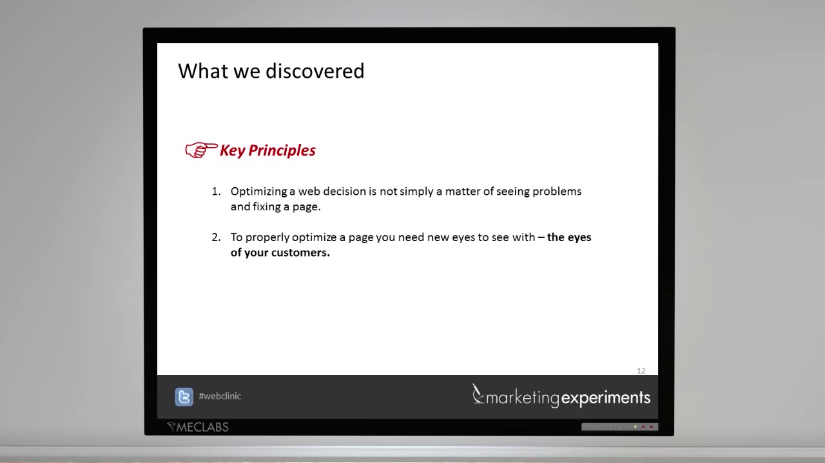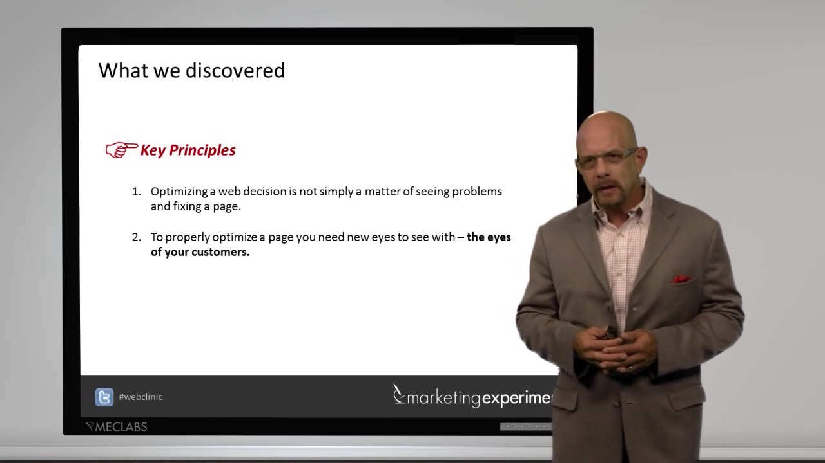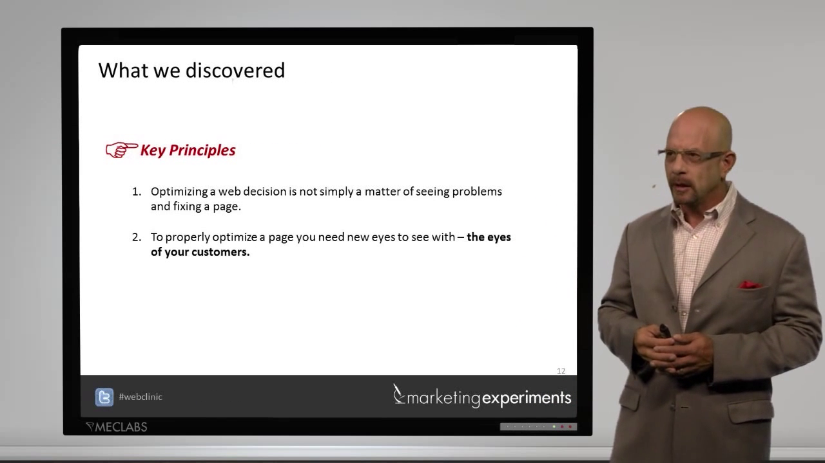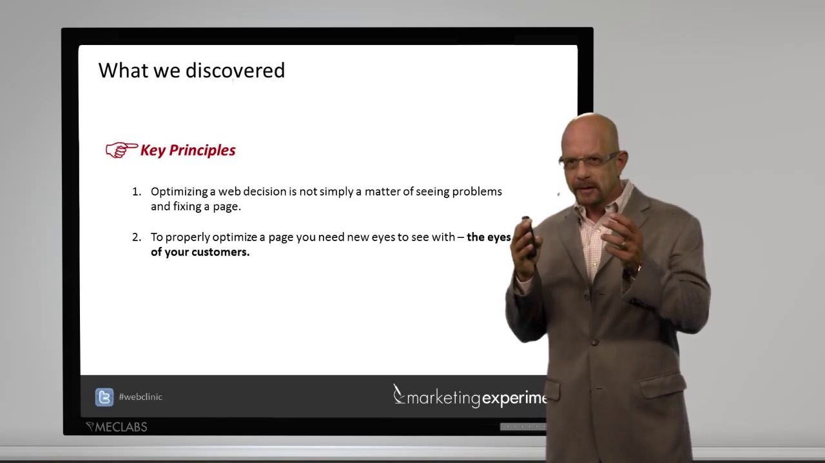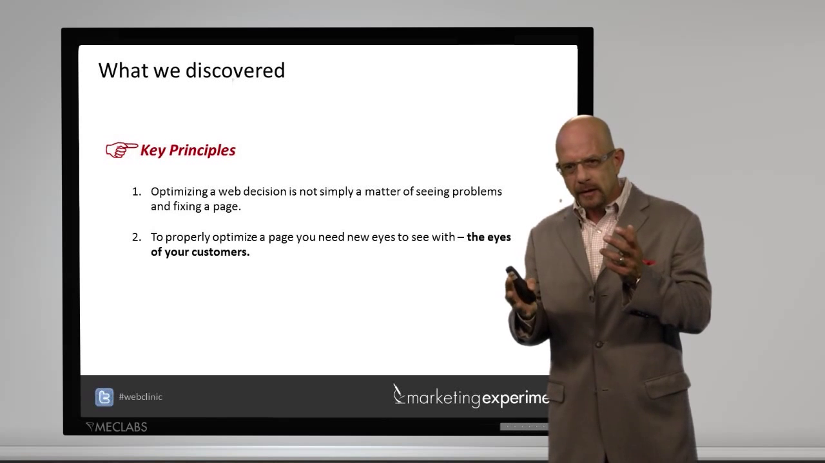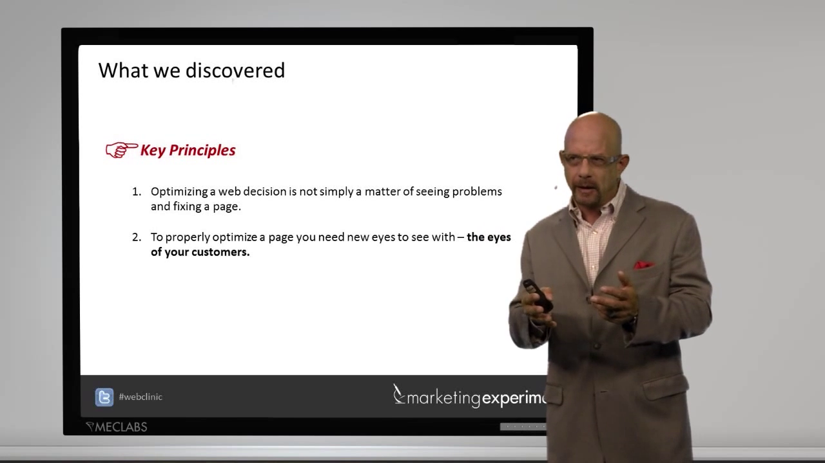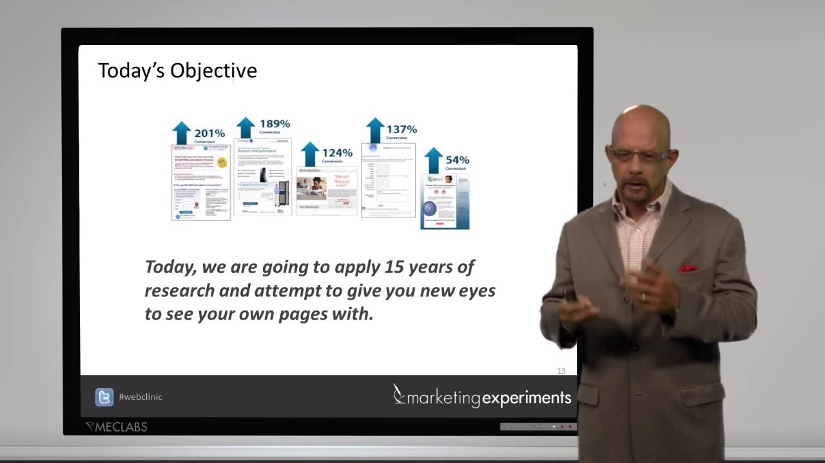Okay, so let me just move on then to the next slide, which reminds you that optimizing a web decision is not just a matter of seeing a problem or fixing a page. You really need new eyes to see with, and the eyes you see with must be the eyes of the customer, because it's only then that you can build a proper hypothesis about what they're thinking. And it's only with that first hypothesis can you build the second hypothesis, and that is, how can you connect with that thinking? How can you influence it?